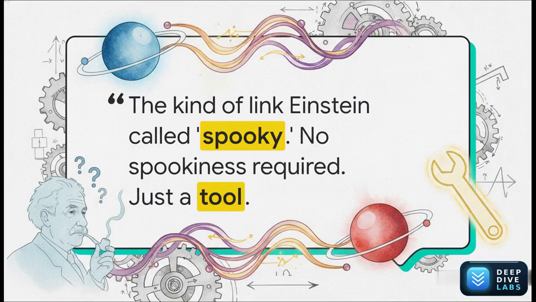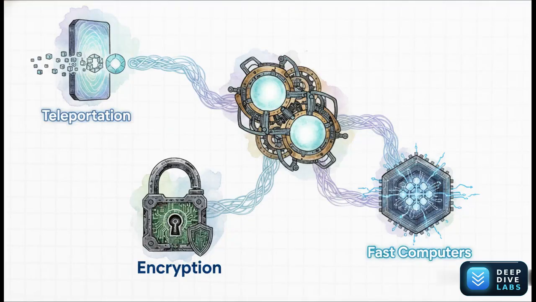And this gets right to the heart of our core philosophy today. Even Albert Einstein famously called this connection spooky action at a distance. But when we map it out and look at the actual mechanics, there is absolutely no spookiness required. It is, at its core, just a functional tool. And by the end of this explainer, you're going to know exactly how to use this tool to weld two quantum bits into a single linked object. But before we start plotting out the how, we really need to understand the why. Why is this worth your time?